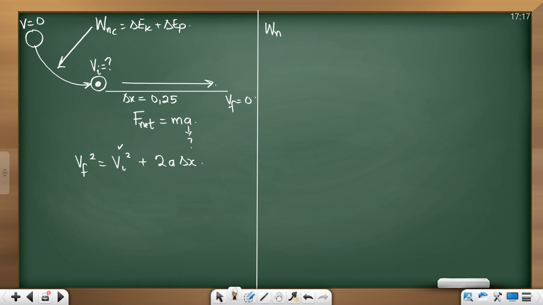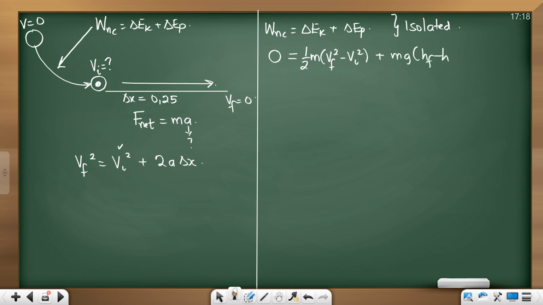Work done by non-conservative equals change in kinetic plus change in what? But that point is isolated, so work done by non-conservative is 0. In an isolated system, the work done by non-conservative is 0. Okay, what is my formula here? Half m (Vf squared minus Vi squared) plus mg (h final minus h initial).